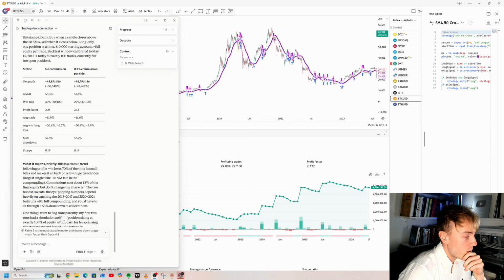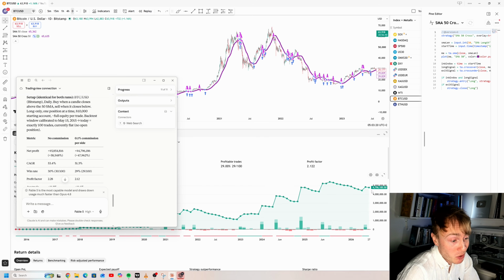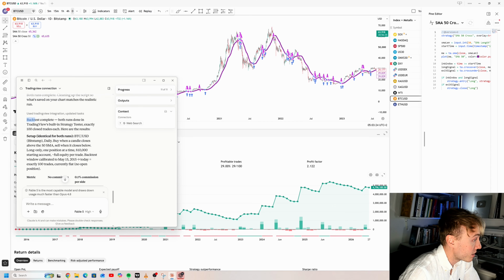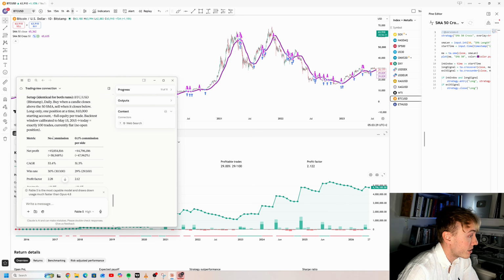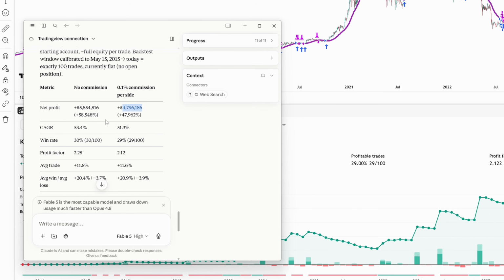All right. So it looks like the analysis here is complete. And as you can see on the numbers, they look super impressive. Let's see how it went. As you can see, the backtest is complete. If we take a look at the net profit for this trading strategy, without commission, without fees, it was a net profit of $6 million, and with fees, a net profit of $4.8 million.